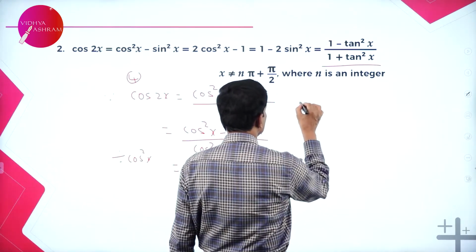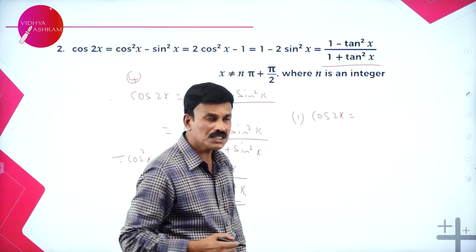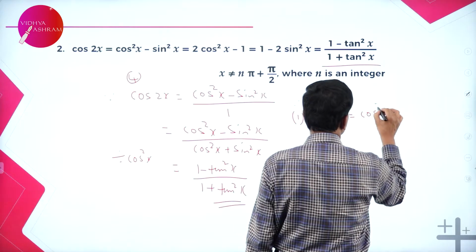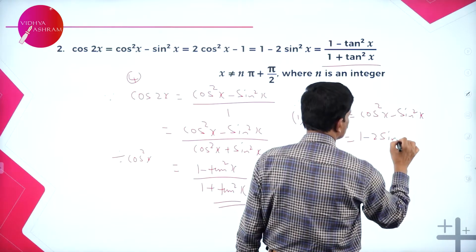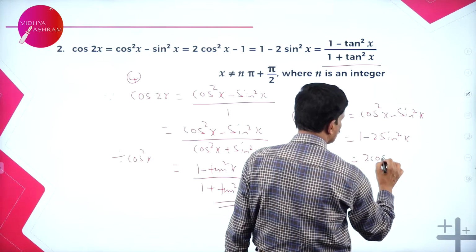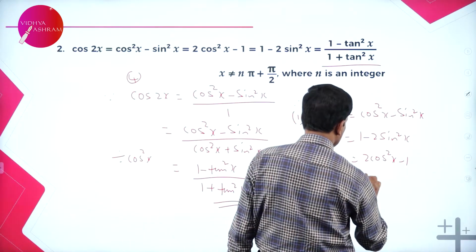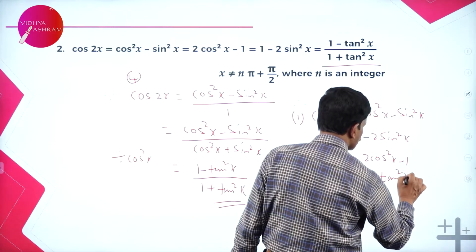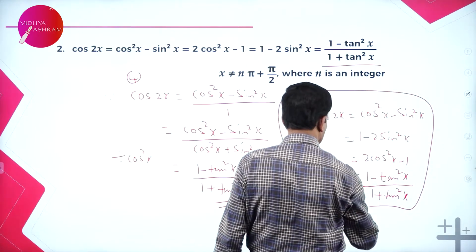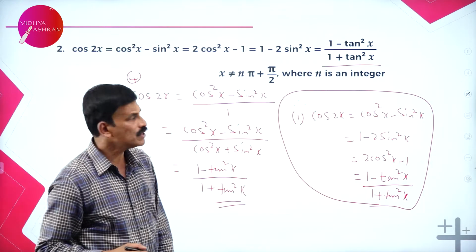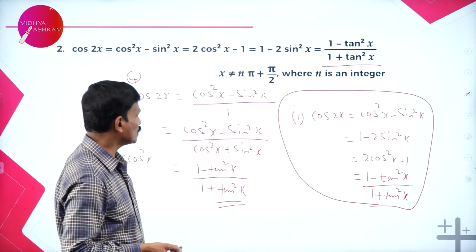So in general, for cos 2x we have the following relations. Cos 2x is equal to cos square x minus sin square x, or this is also equal to 1 minus 2 sin square x, or this is also equal to 2 cos square x minus 1, and the last one is cos 2x is also equal to 1 minus tan square x divided by 1 plus tan square x. So these are the very important formulas for cos 2x. Okay. Now let us come to the next one, tan 2x.